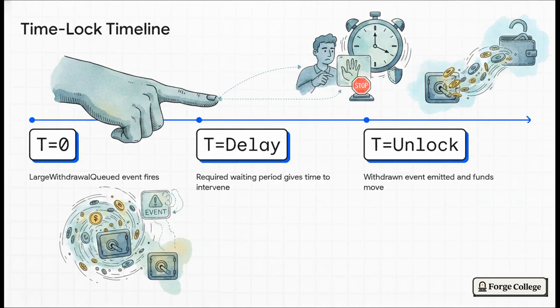This buys the legitimate vault owner precious time to get an alert, look at the queue, say, "Whoa, wait a minute, I definitely didn't authorize that," and intervene to stop the heist. Only after the time lock fully expires at T-unlock is the withdrawn event actually emitted and the funds transferred. It's basically a brilliant built-in panic button.